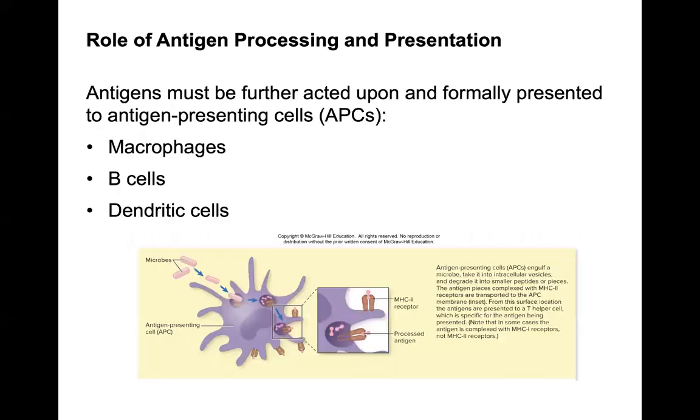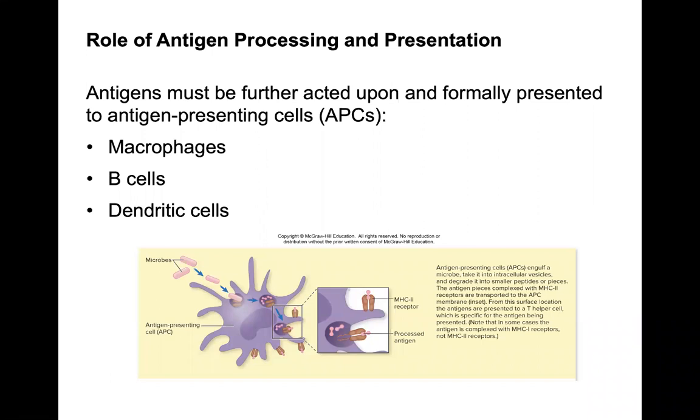So looking at the role of antigen processing and presentation, antigens must be further acted upon and formally presented to the antigen presenting cells. Your antigen presenting cells will include your macrophages, B cells, and dendritic cells. What happens is the antigen presenting cell will engulf a microbe and take it into intracellular vesicles. It will then degrade it into smaller peptides or pieces. The antigen pieces are then complexed with the MHC2 receptors, and they are transported to the antigen presenting cell's membrane, as shown right here.